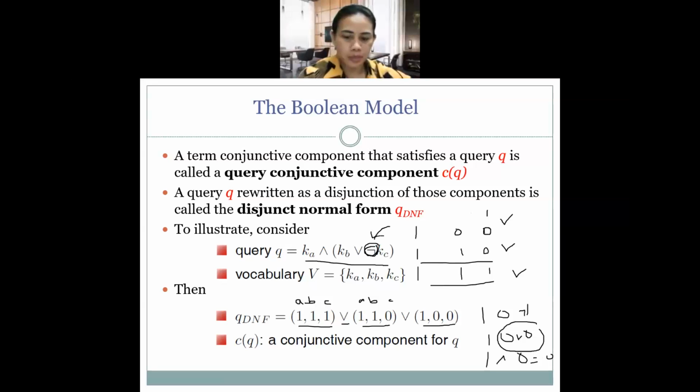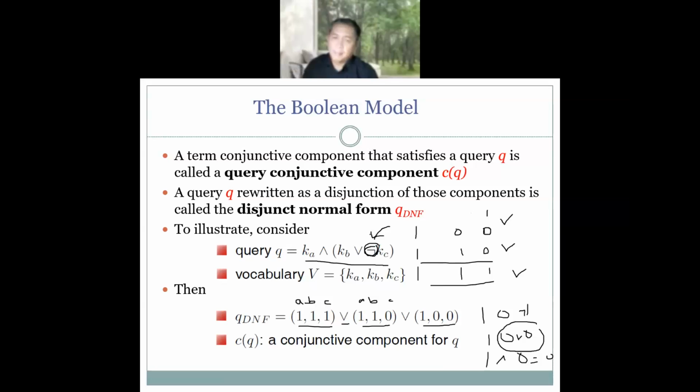So I didn't see this one. Okay, not. So this is correct.